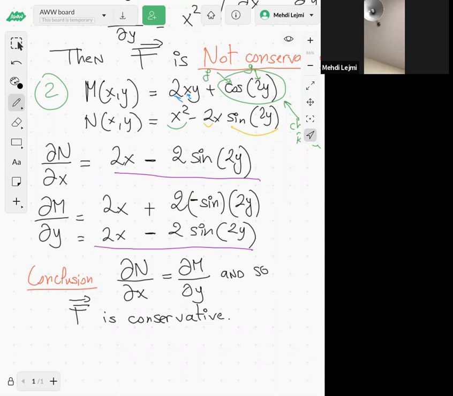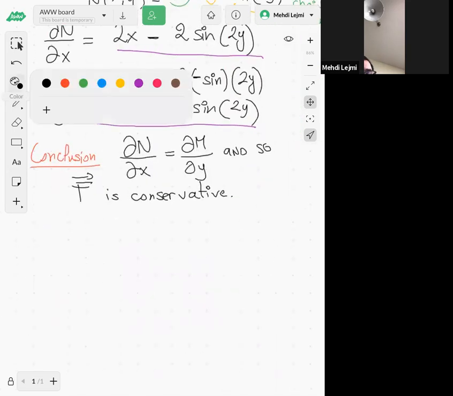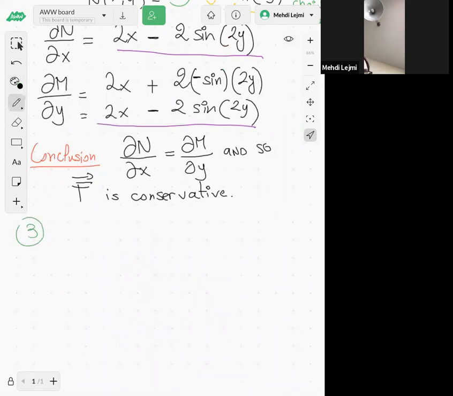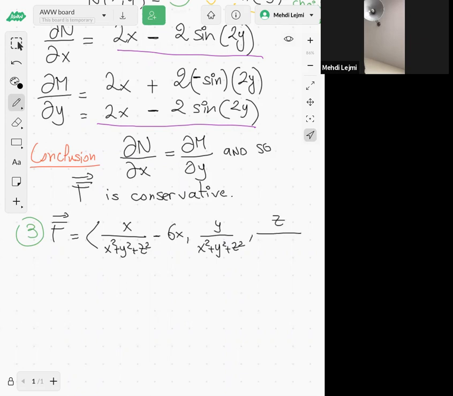Now for number 3, that's a 3-dimensional. So for number 3, let me just write down again the F. So F, it's actually, so we have x over x squared plus y squared plus z squared minus 6x. Second component is y over x squared plus y squared plus z squared, z over x squared plus y squared plus z squared. Okay. So what will be the domain of F in this case?